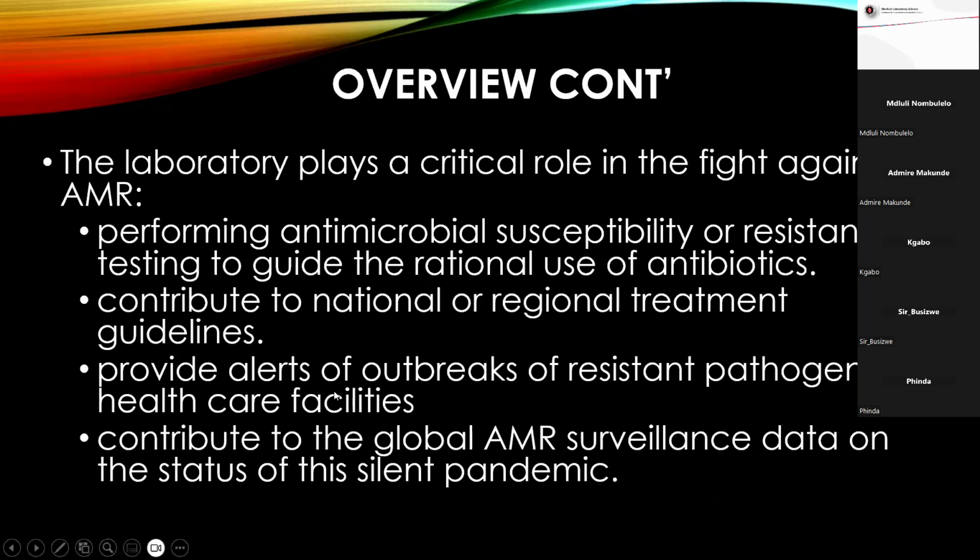So just to overview, what are the roles of the laboratory in AMR prevention or the fight against AMR? The laboratory plays a big role in performing susceptibility or resistance testing to guide rational use of antibiotics. You are the one who says it's working or it's not working through certain tests which you do within the laboratory. So it justifies whether the clinician selects a certain antibiotic over the other.